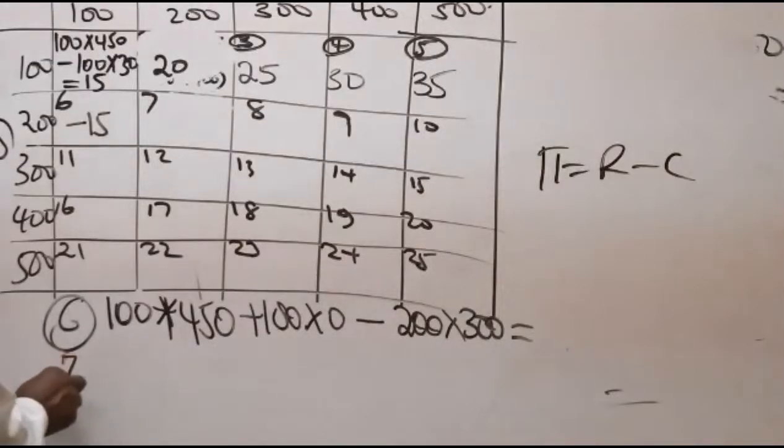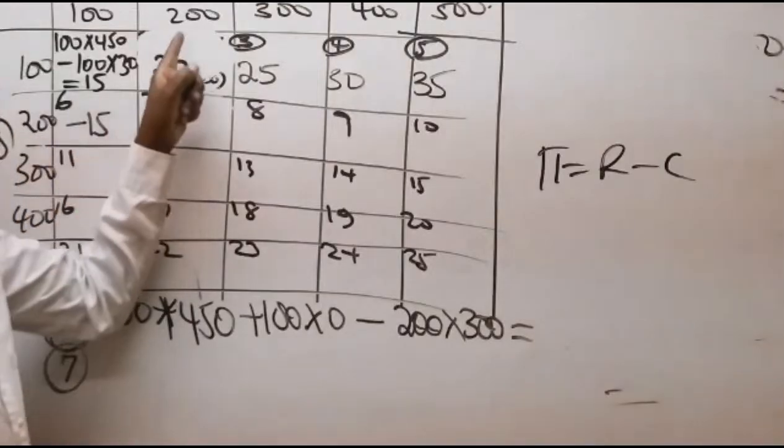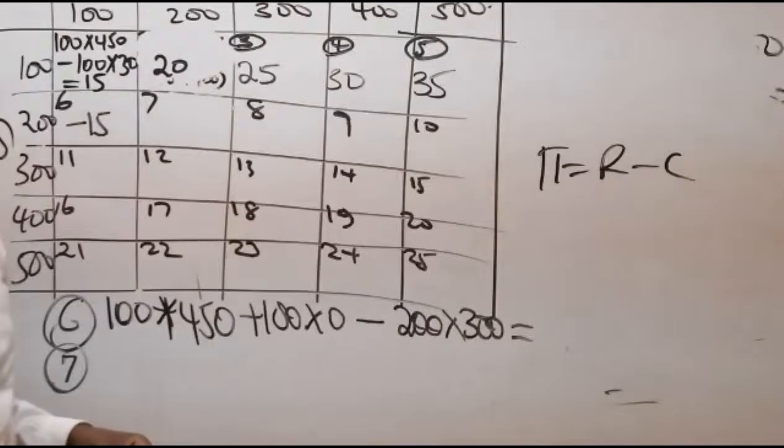So please go to cell number 7. Cell number 7 is a perfect match. There is nothing to think about, because here in cell number 7, we supplied 200. And how many of them have been demanded? 200. We supplied 200 and 200 have been demanded.